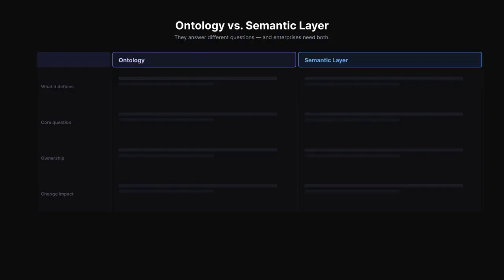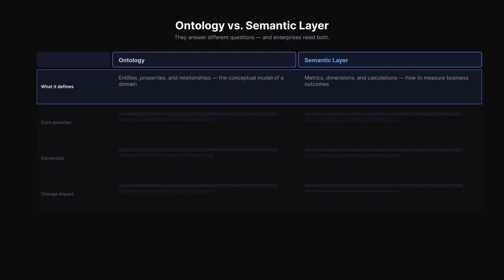Now that we've established what each approach does independently, we can lay them side by side and get specific about the boundaries. We'll start with what each defines. On the ontology side, we're defining entities, properties, and relationships, the nouns and verbs of the domain. Customer, account, product, belongs to, is a type of. On the semantic side, we're defining metrics, dimensions, and calculation logic, the measurements and aggregation, revenue, monthly active users, churn rate, sum of X where Y grouped by Z.